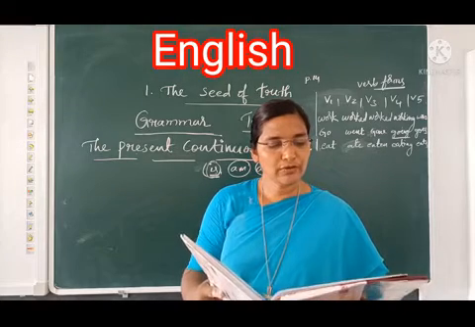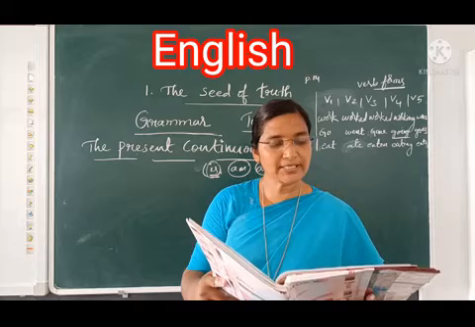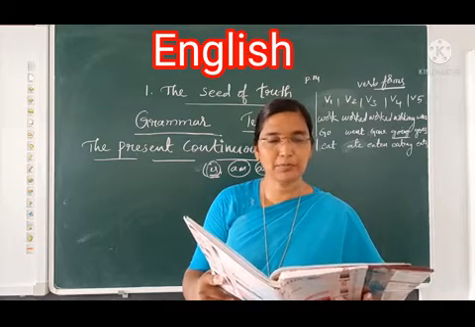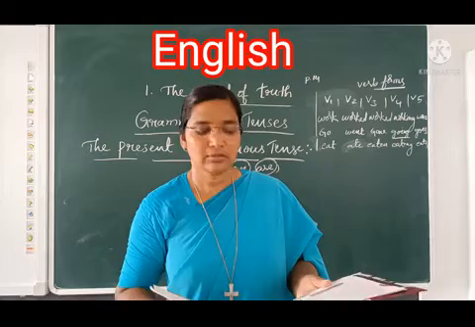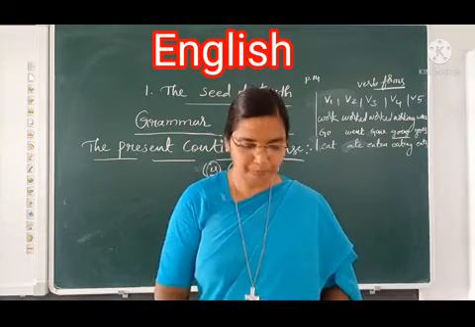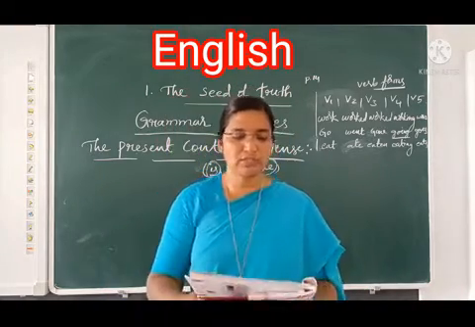Question number 4. In your notebook, write 3 or 4 sentences about each picture. Use the present continuous tense to describe the pictures. So by seeing these pictures, you have to write a small story. So come to the next page, page number 15.